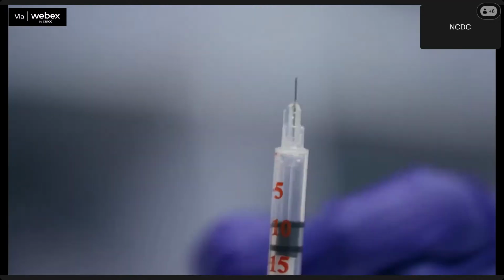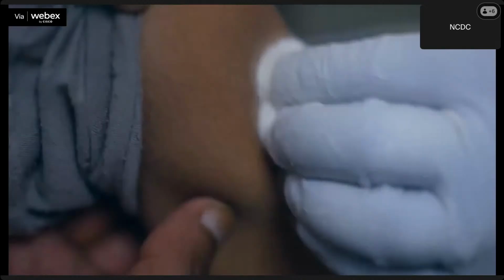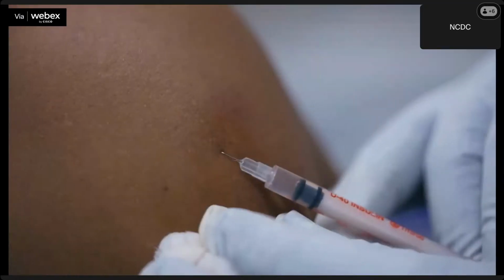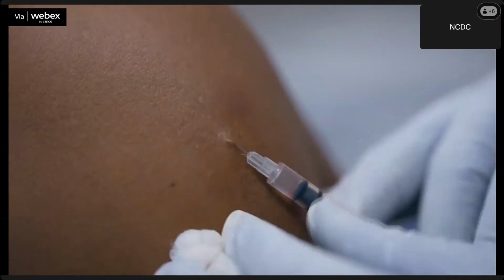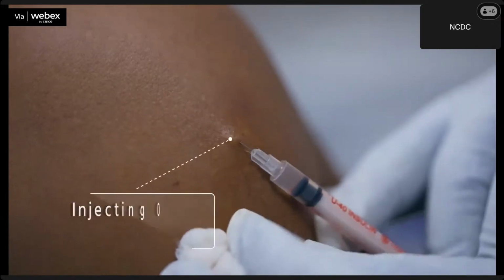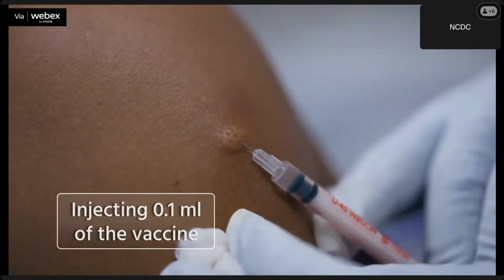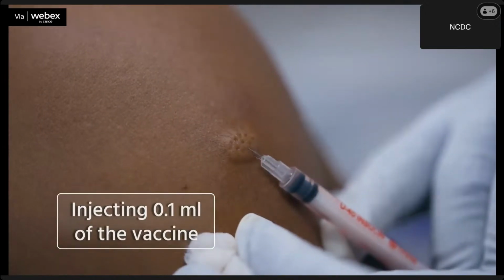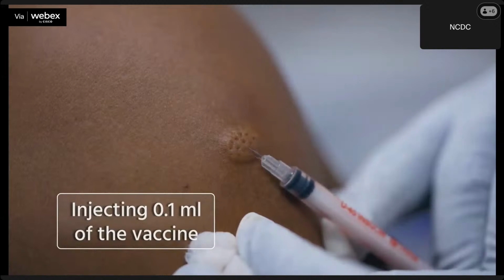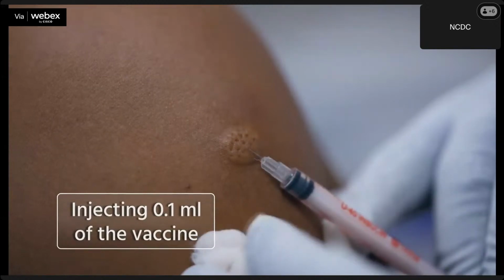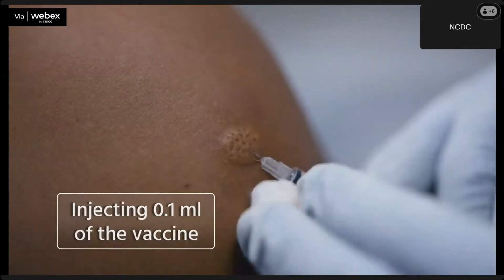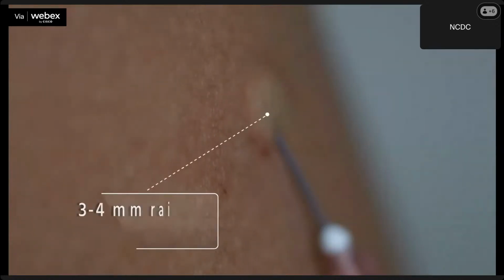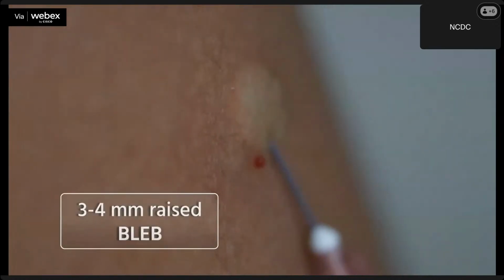Stretch the skin's surface 1 inch above the deltoid muscle and insert the needle's bevel upwards, almost parallel to it, slowly injecting half, that is 0.1 ml of the vaccine volume in the syringe, into the uppermost dermal layer of skin. You may feel resistance while injecting the vaccination if the needle is correctly inserted inside the dermis. Immediately after the injection, a 3 to 4 mm raised bleb will form.